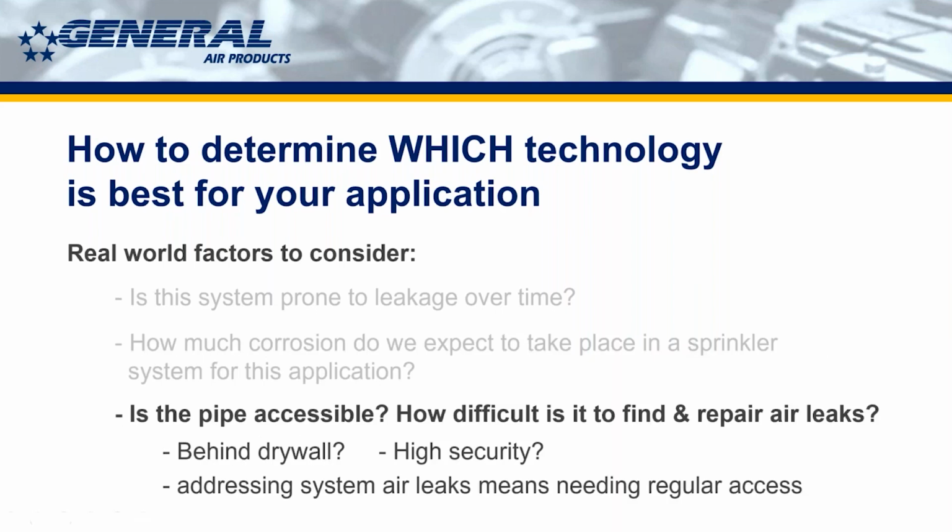Is the pipe accessible? How difficult is it to find and repair air leaks? Is the system behind drywall? If you put a nitrogen generator on there, and the system is starting to age, or there are dry rotted couplings or things like that, now the nitrogen generator is alarming. You're going to have to go knocking holes in walls everywhere. Is that something that's accessible? That's something to keep in mind ahead of time.